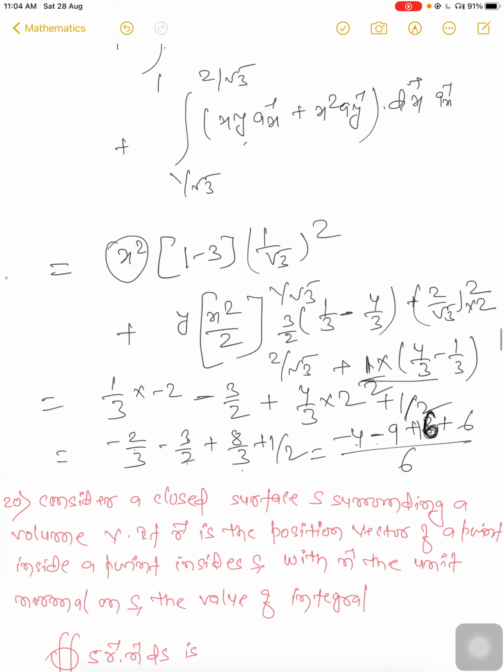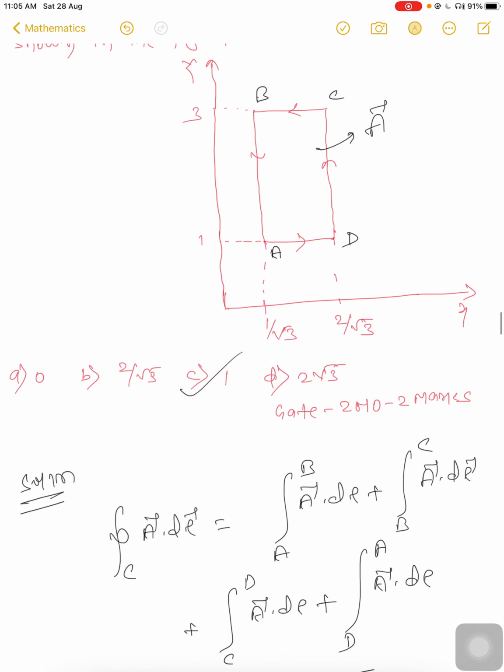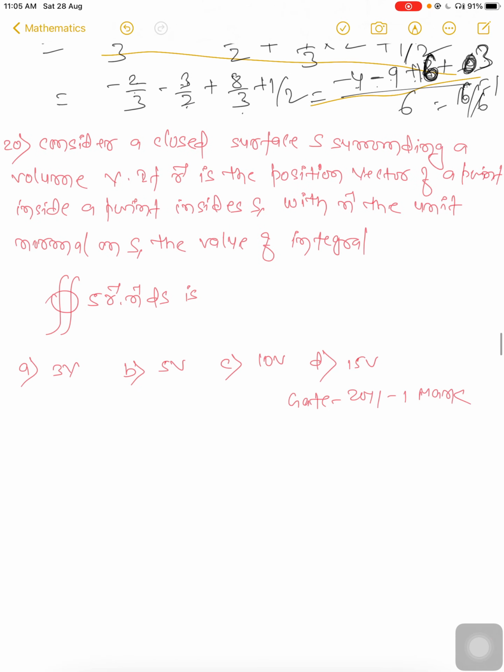See the option. How is it possible? 6, 4 minus 4 minus 9, 16, and here you will get, sorry, 6 not 6, 3. Okay, so 16 and 3 is 19, and here 13 with 6, 6 by 6. So the answer is 1, sorry for the delay. Option C will be the right answer.